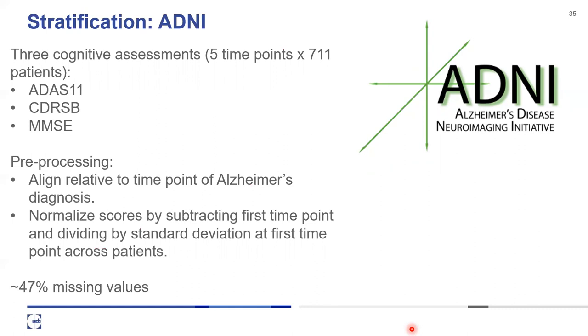Some important pre-processing steps that we took include aligning all patients in time with respect to Alzheimer's disease diagnosis and normalizing scores by subtracting the first time point and dividing by the standard deviation across patients at the first time point, such that you actually get a disease progression pattern relative to baselining that is normalized in range across patients. Overall missingness in the resulting data was 47%.